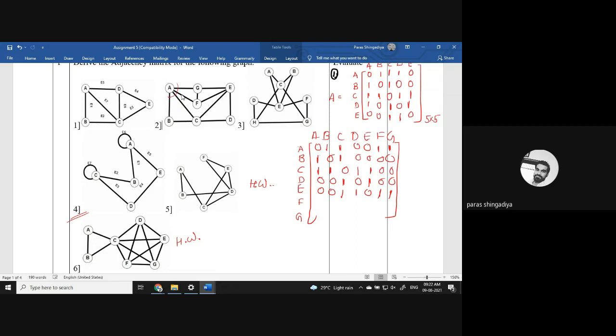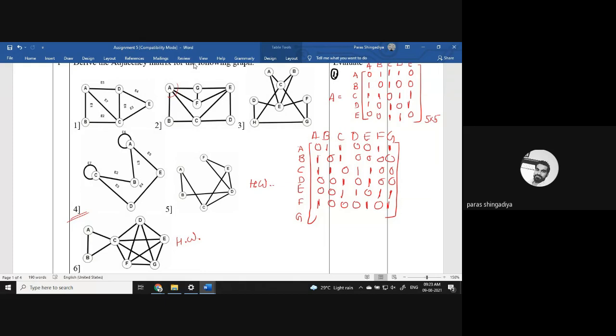And then the next vertex is G. Sorry, F. So F is connected with A, G and E. So put 1 on A, then put 1 on G, and then E. The rest of the entries put a 0. Clear? And last is G.